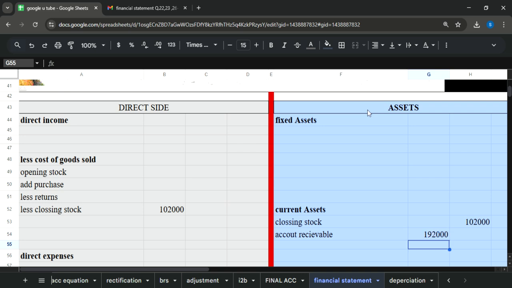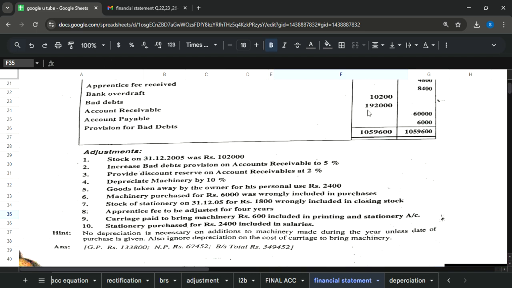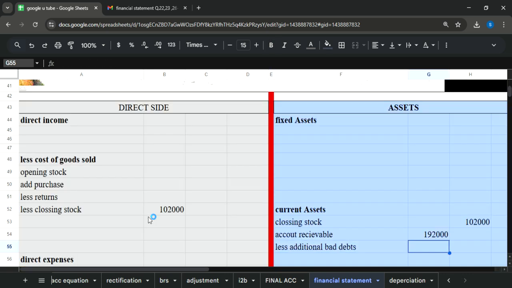Now you will search for any additional bad debts which would be present in your adjustments. It's very important to search, and we are unable to see any. It means additional bad debts are not present, 0. And then you will calculate the new provision.